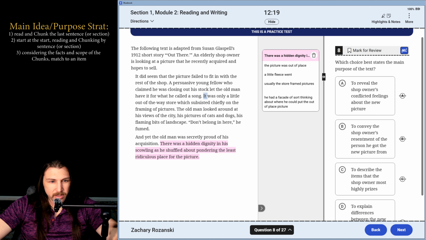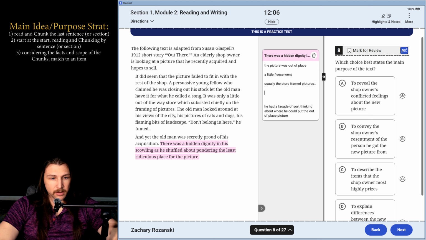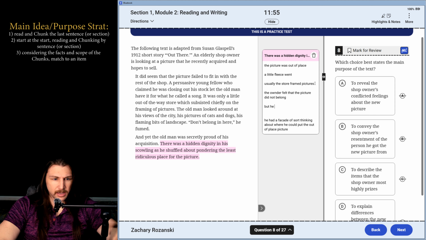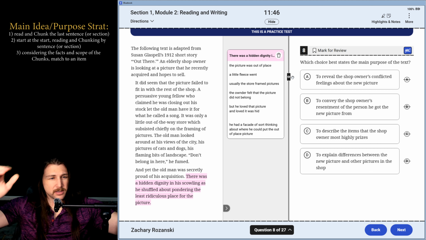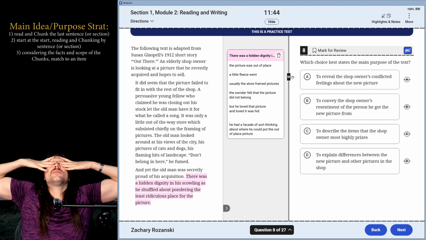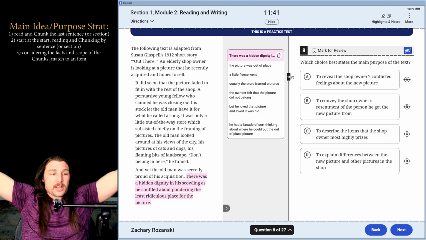What did I misread about the previous sentence? It was only a little out of the way store, which subsisted chiefly on the framing of pictures. Sure, okay. Usually the store framed pictures, bad store. I don't really care about that sentence. The old man looked around at his views of the city. The owner felt that the picture did not belong, but he loved that picture and hid it. Yeah, so he was putting on a front of this sort. He loves this picture. I have no idea what this is a picture of, but I feel pretty comfortable about what's going on here.